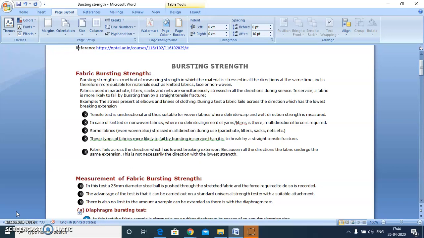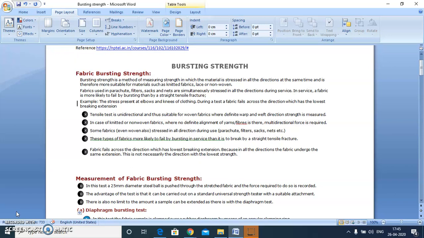Now, the most important point in case of bursting strength is that when the stress is multi-directional, the fabric fails across the direction which has the lowest breaking extension. This is the most important point. If the fabric is made up of different types of warp and weft, and both yarns have different tensile properties, the fabric will fail in the direction of the yarn having lower breaking extension while testing the bursting strength.